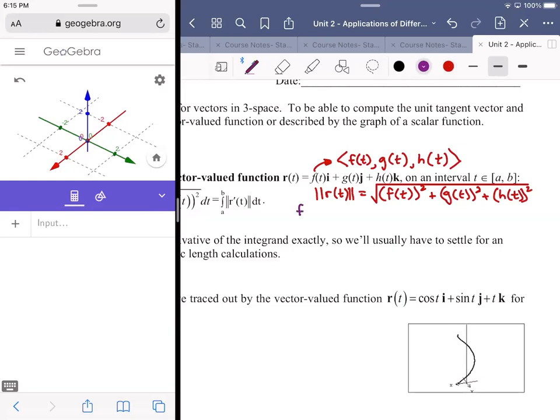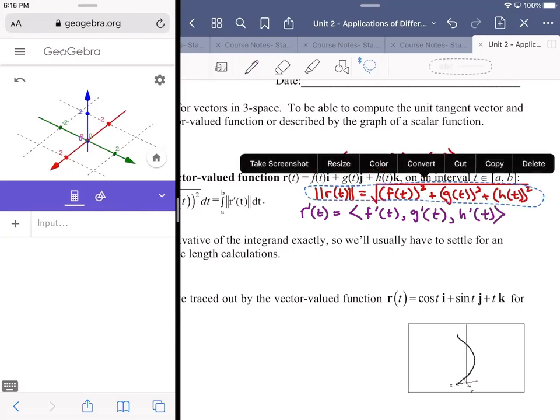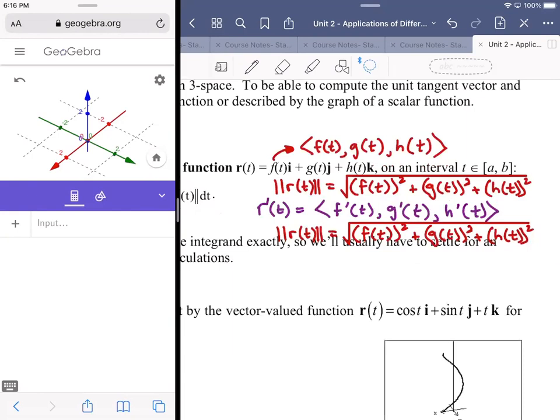So R prime of t, that's clearly not an R. R prime of t would be equal to, I'll write it in vector form, f prime of t, comma g prime of t, comma h prime of t. So the magnitude would follow the same form, except have a bunch of primes in it.